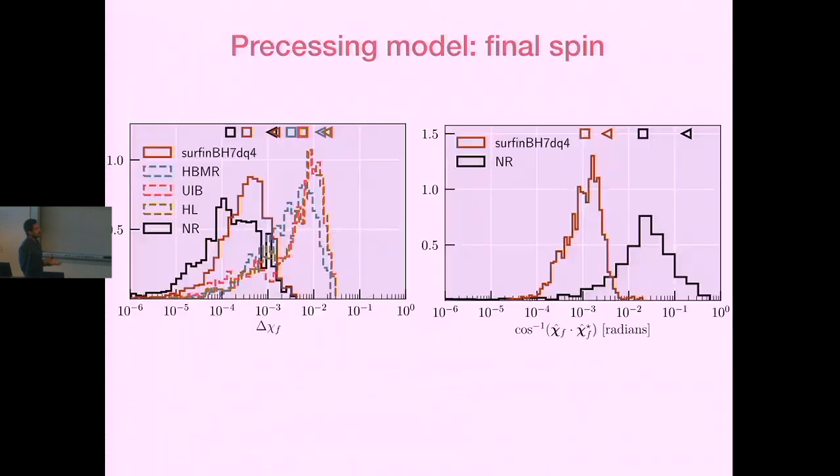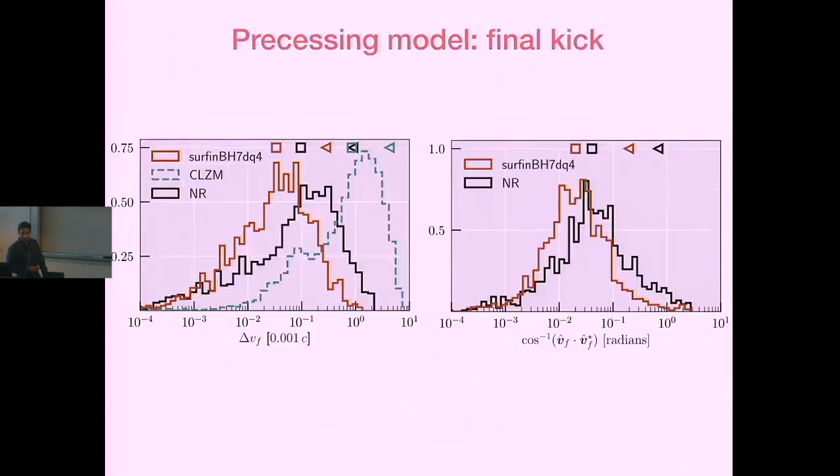And similarly, we have a model for the final spin, and the story is very similar. The surrogate is very good. Other models are not that good. And this is the first model that accurately predicts the full three-dimensional spin of the final black hole. So that means that we can predict both the direction as well as the magnitude of the spin, and even in that case, the surrogate is well within the NR errors. So this is the error in the direction of the final spin.